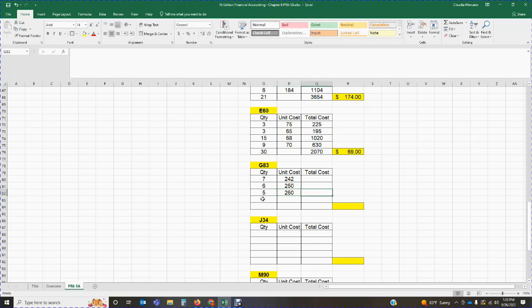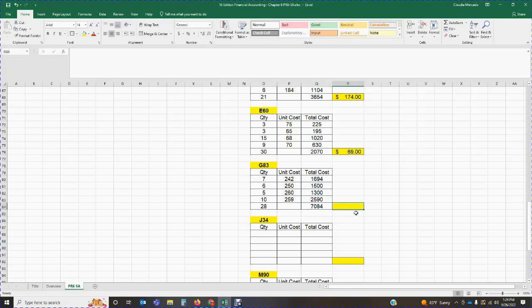And then we have 10 units at 259. Once you have that, you can multiply the total cost, quantity times unit cost. And now let's get a total. Now we're going to get our weighted average cost per unit. Let's get our total over here. That gives me 7,084 as my total cost for 28 units.